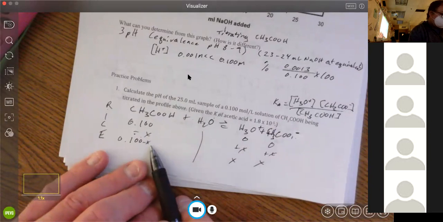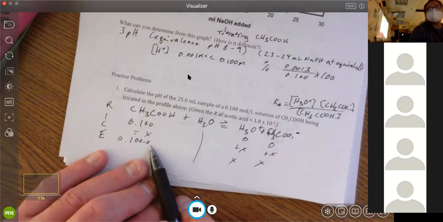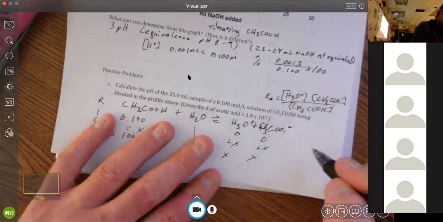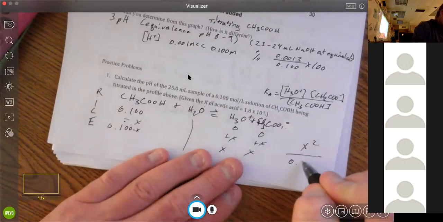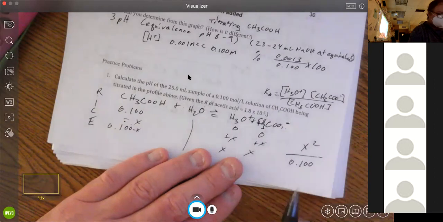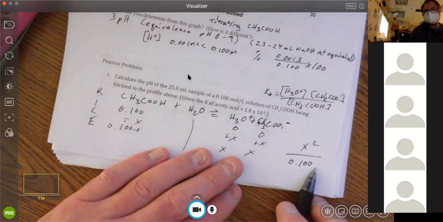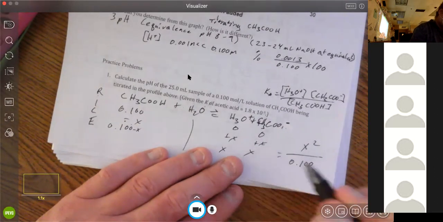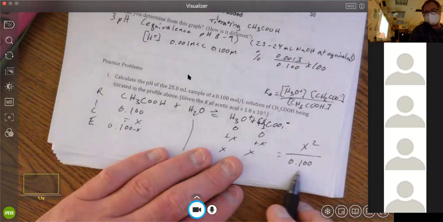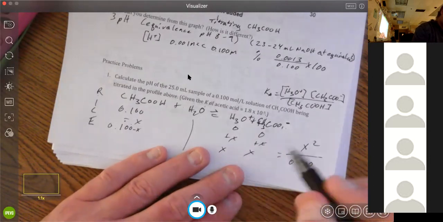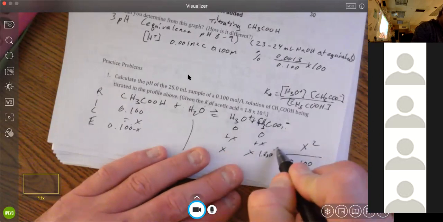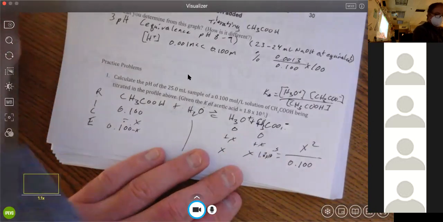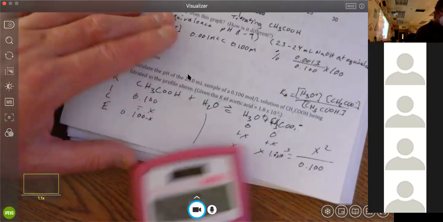So again, we are assuming that X is negligible. So we'll change the top to X squared over 0.100. Since it's negligible, we don't have to worry about subtracting that, because it's going to be very small and it won't actually affect the significance of this number. The Ka is given to us, 1.8 times 10 to the negative 5th. Now it's just a matter of putting that in our calculator.